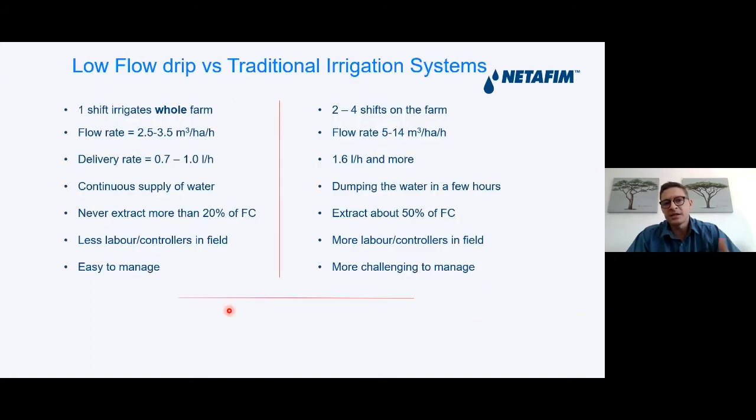Just to summarize the design side of things, I think we can say that one shift irrigates the whole area, as we saw in the example that I showed you, compared to 2 to 4 shifts on a normal irrigation farm. The flow rate is much lower. It's somewhere between 2 to 3.5 cubic meters per hectare per hour, compared to a higher flow rate of 5 to 14 cubes per hectare per hour.